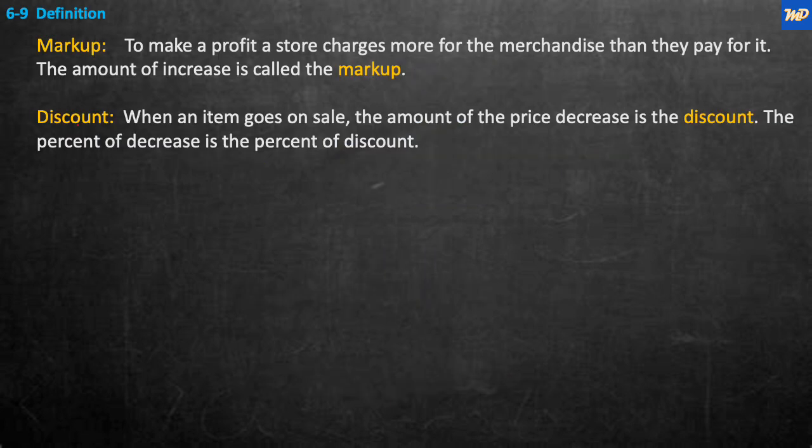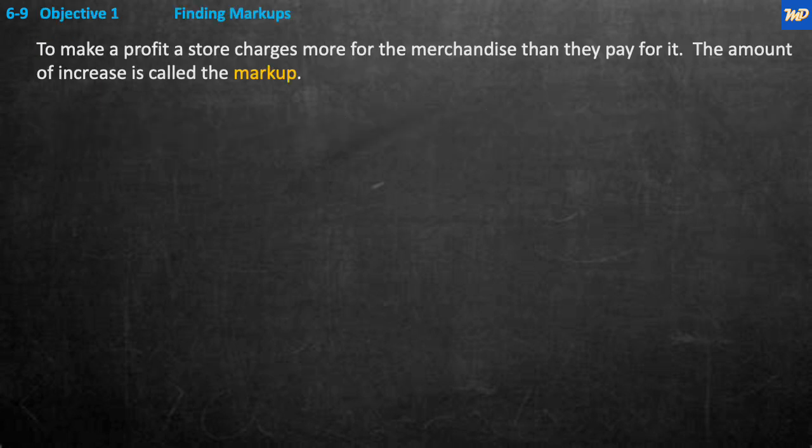Okay, let's start this presentation with the definitions. A markup. To make a profit, a store charges more for the merchandise that it sells than they pay for it. The amount of increase is called a markup. A discount is when an item goes on sale. The amount of the price decrease is the discount. The percent of decrease is called the percent of discount. We'll see this again in a future slide, but be aware of these names.